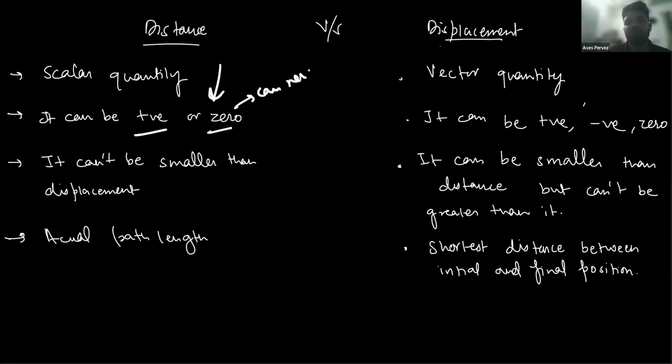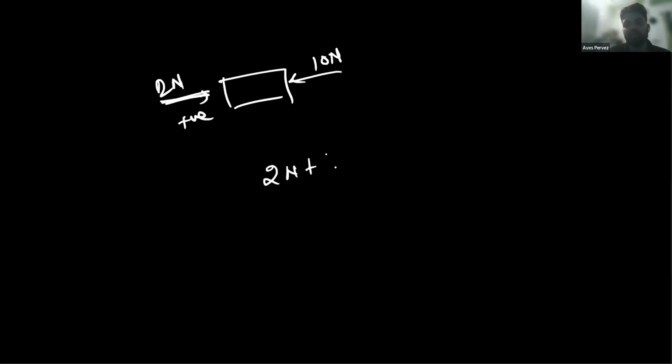Why? Because it does not have any case of direction. For example, how can it be negative? Suppose a 2 Newton force is applied in this direction, and a 10 Newton force is applied in this direction. If you take this direction as positive, this direction will be considered as negative. So 2 Newton plus minus 10 Newton, you will get minus 8 Newton.